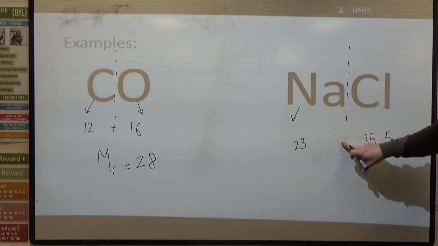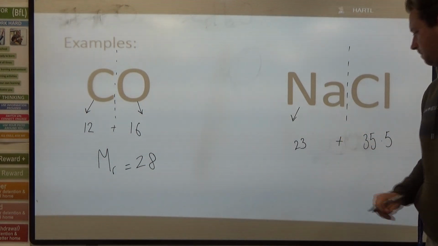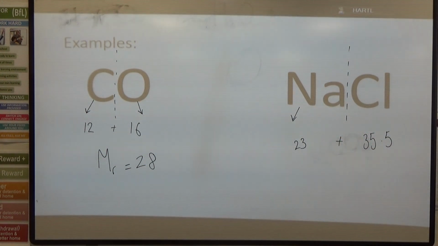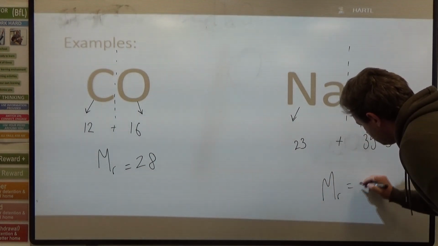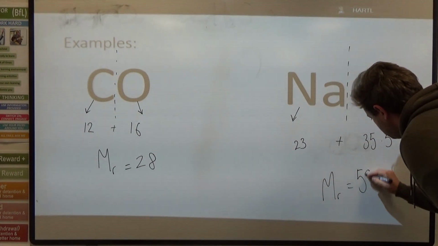Okay, and then all you do is you add those together to get your answer. Okay, what have we got? 58.5. Good, so then you have your capital M, little r, 58.5.